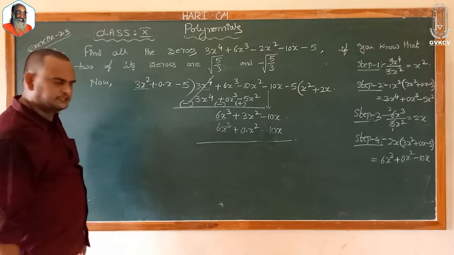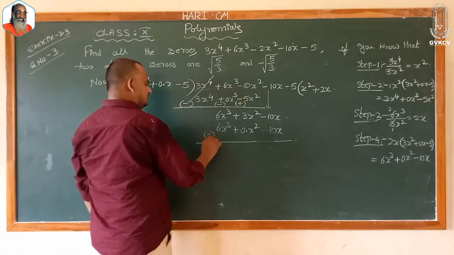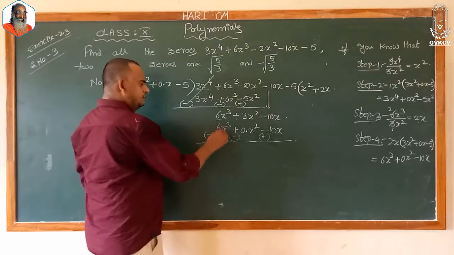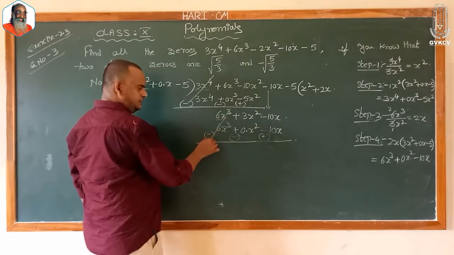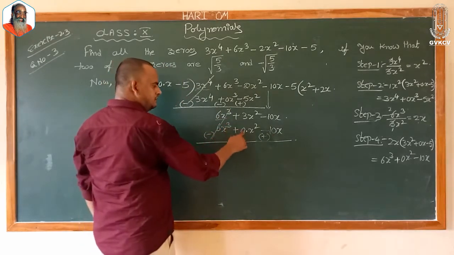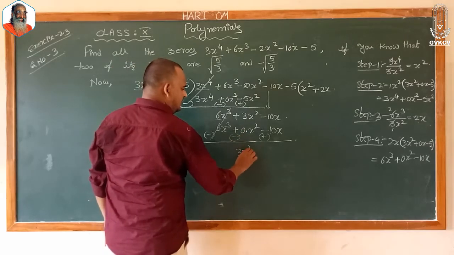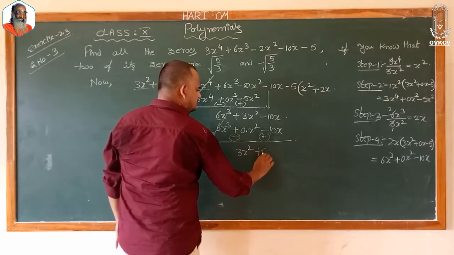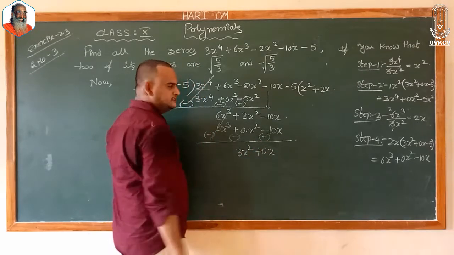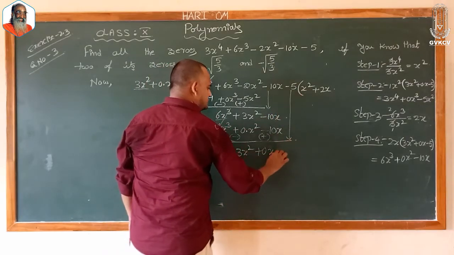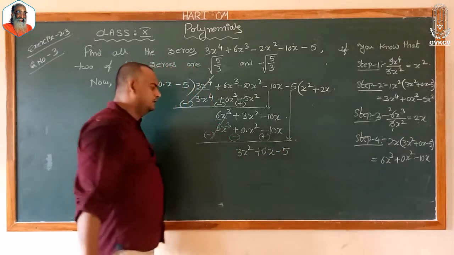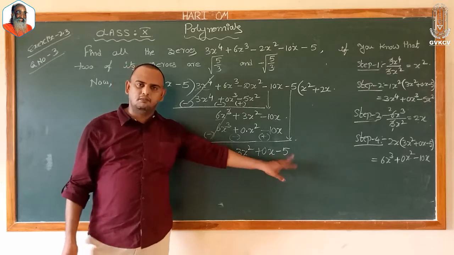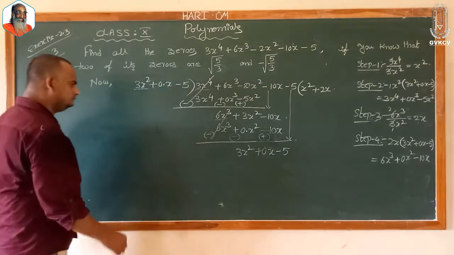Now again go for subtraction, changing of the signs. Minus, minus and plus. Plus 6x cube minus 6x cube gets cancelled. 3 minus 0, 3x square. Now minus 10 plus 10, how much? 0 into x. Now get down minus 5. Now what I have here? 3x square plus 0 into x minus 5.